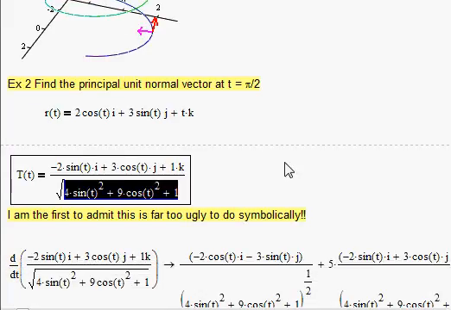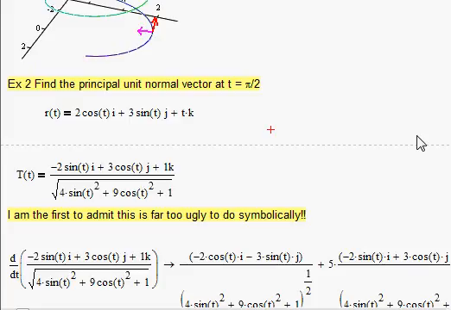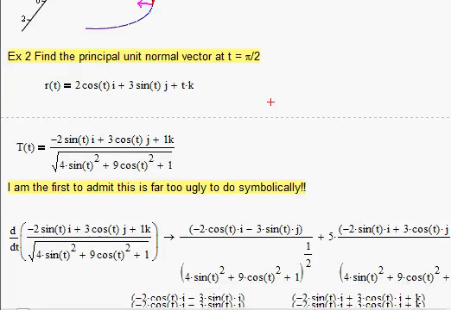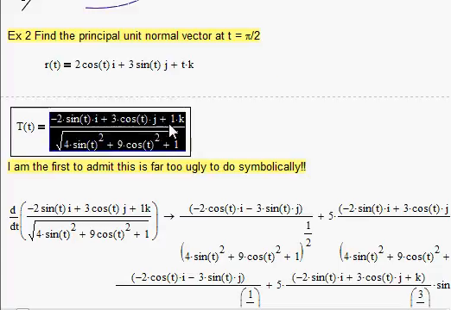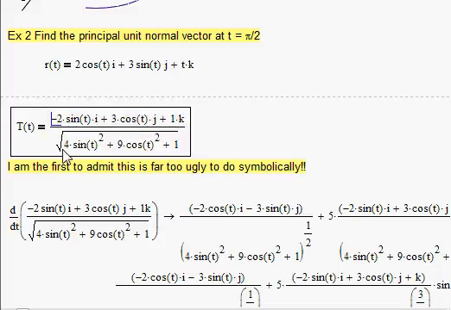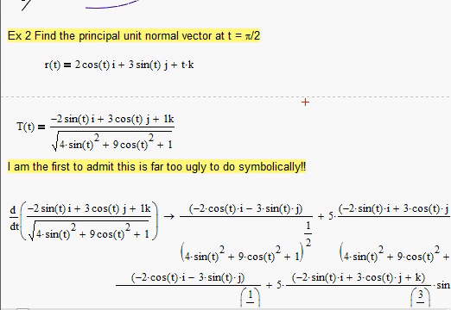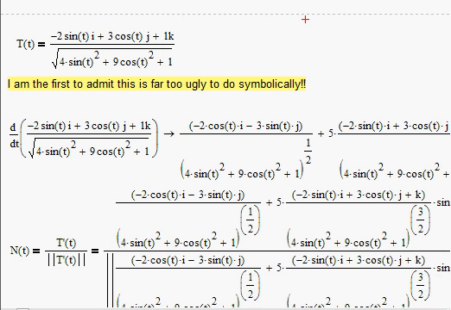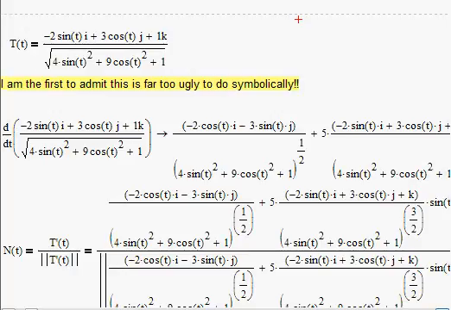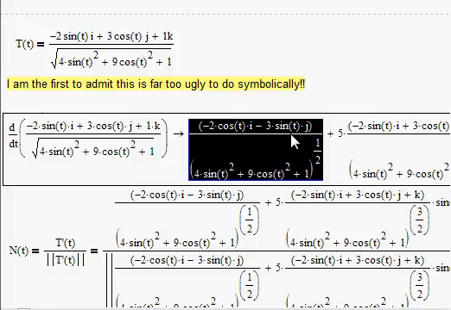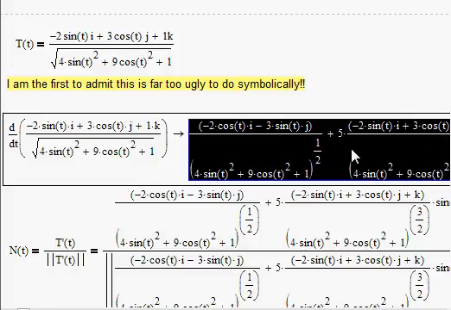And, well, now it gets ugly, I confess. Now it gets very ugly, because if I wanted to find T prime of this, I've got to find the derivative of this, and then it would be negative 2 sine t over this square root, plus 3 cosine t over this square root, and then plus 1 over this square root. And I have to find each one of those derivatives, and admittedly I'm intimidated by that, so I'm going to use my software. And even if I use my software, look at the size of this thing. Here, this to the 1/2 means square root.